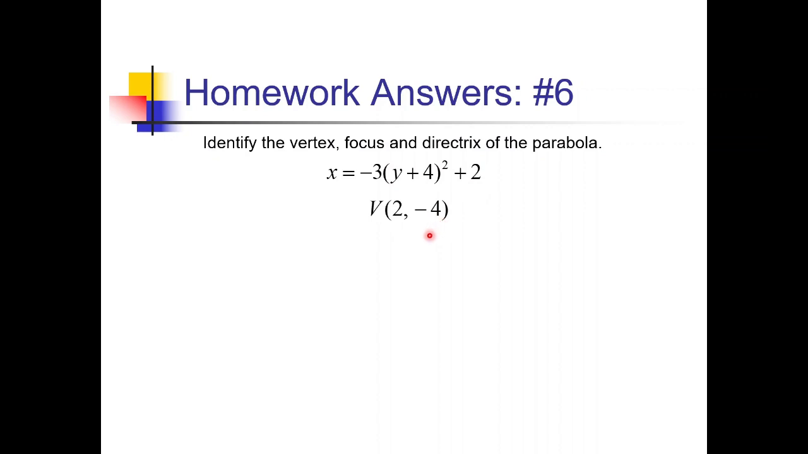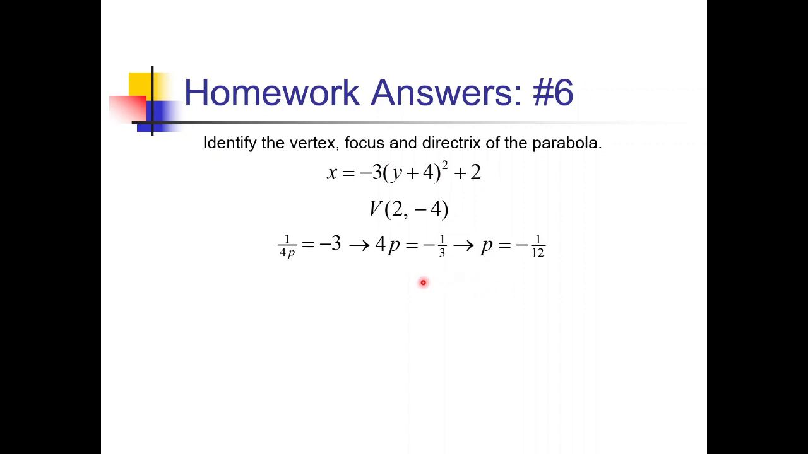Now I need the p-value in order to get the focus and directrix. So I'm going to set 1 over 4p equal to negative 3. Cross multiplying, we have 4p equals negative 1/3. And then dividing by 4 or multiplying by 1/4, p is going to be negative 1 over 12.